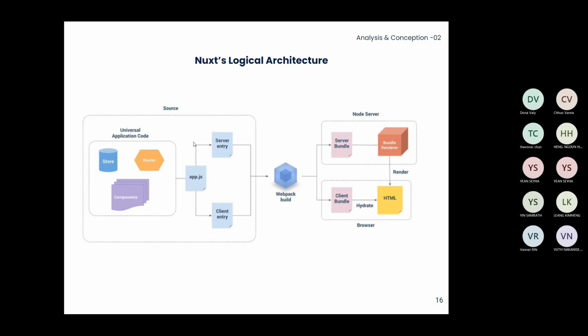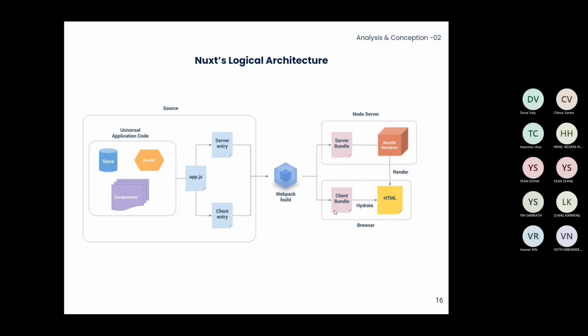On the left-hand side, all the code includes the components, middleware, router, and so on. Everything will go into app.js, because in the project structure there is a file called app.js. The app.js will divide the code into two entries, the server entry and the client entry, because Nuxt is an application that works on both the server side and the client side. Everything will be built by Webpack. Webpack is, I would say, a module that bundles the code together into one file.